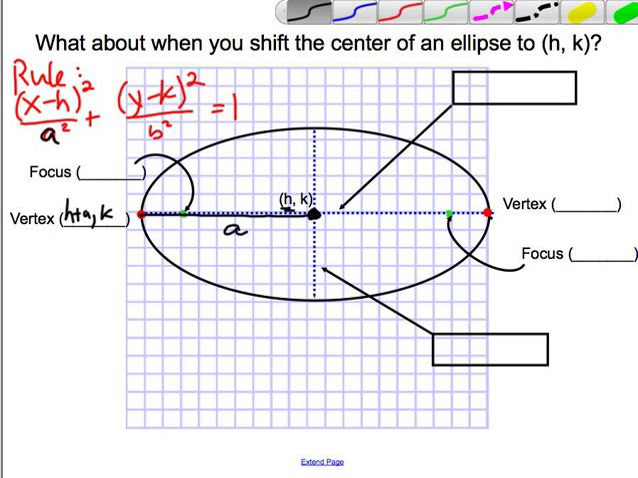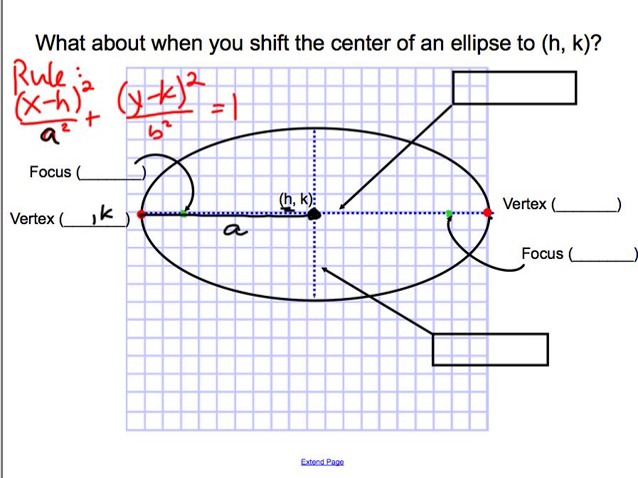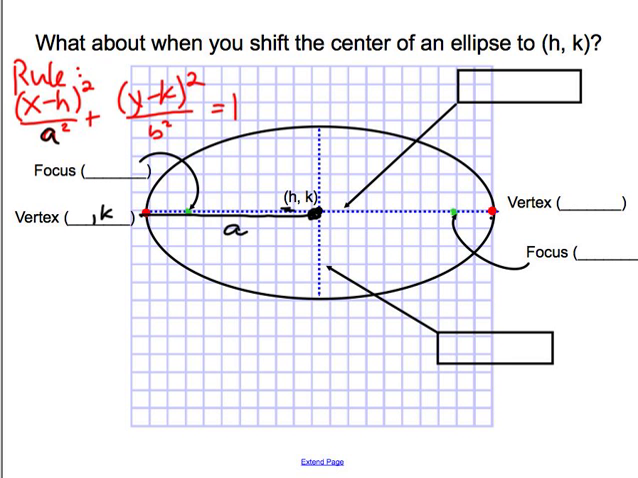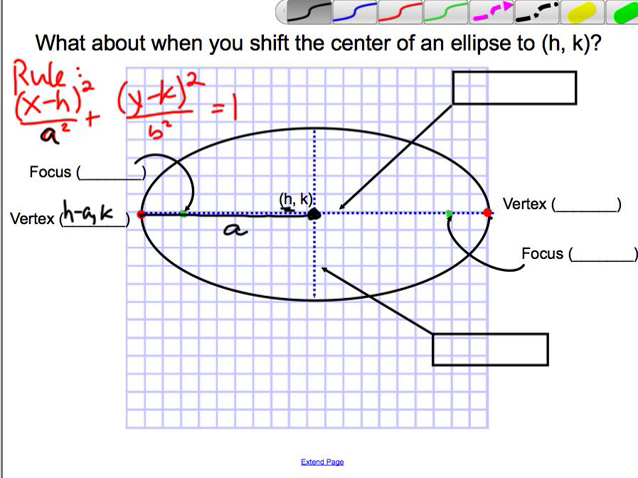It's all about distance. And then, of course, I should be more careful, because it's actually a units to the left, so it's (h - a, k). So h minus a on the left, and the other vertex is h plus a because it's to the right. Your horizontal shift will affect where your new vertices are going to be.